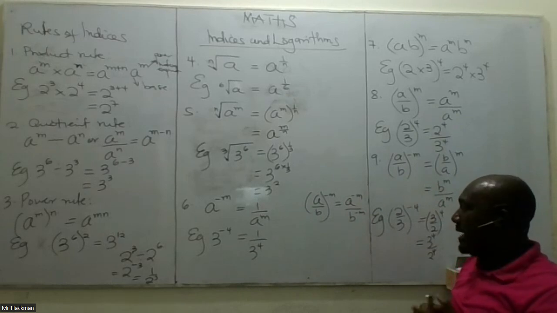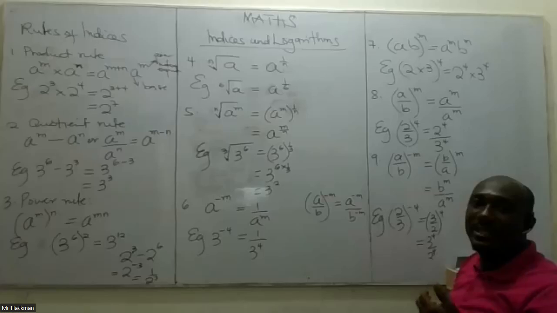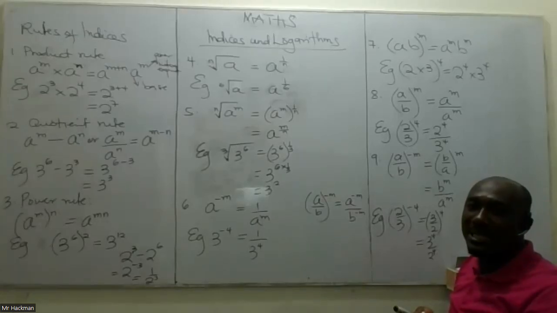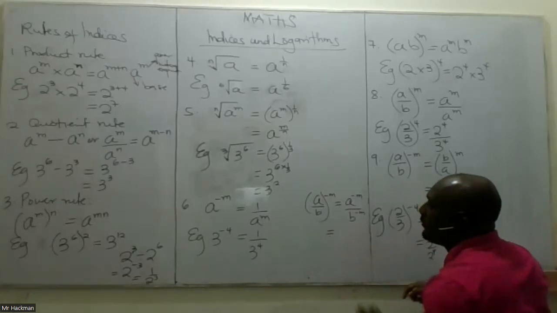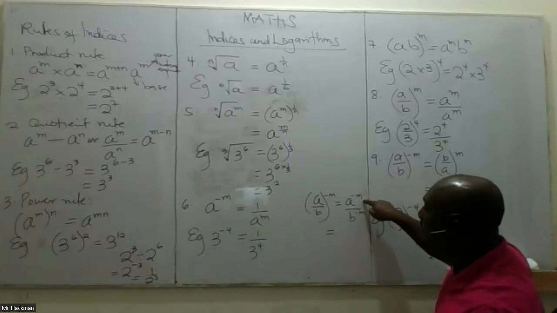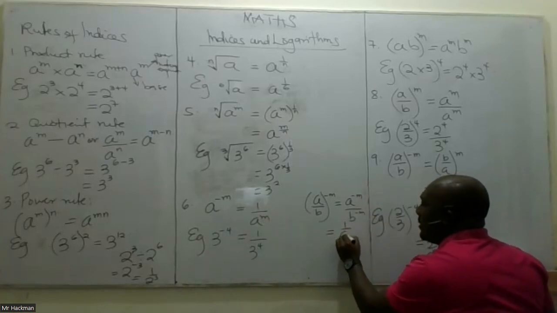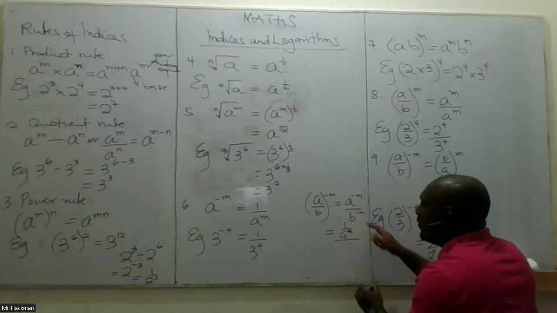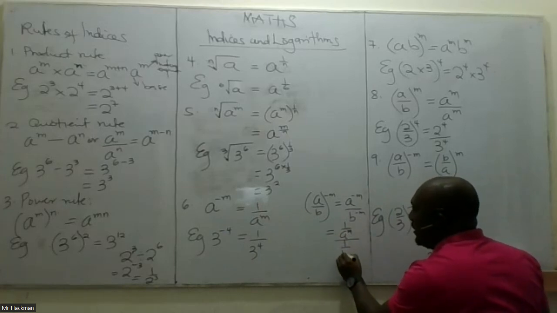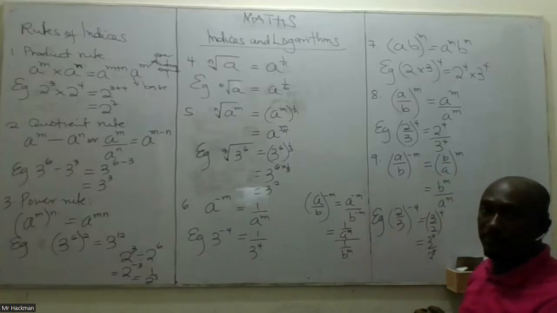However, remember, we said you have to avoid concluding with what? A negative exponent. So I know from here that my numerator now is 1 over A to the power M. And my denominator will also be what? 1 over B to the power M. Do you agree?